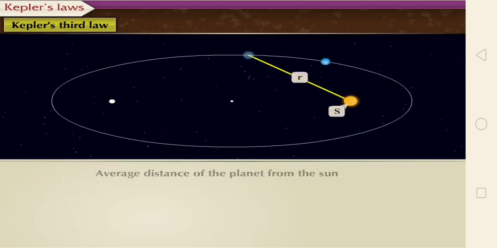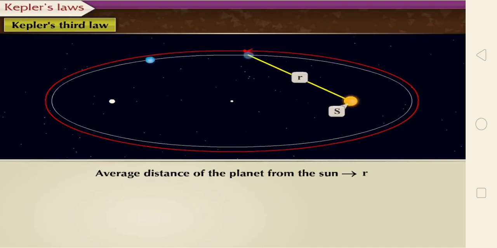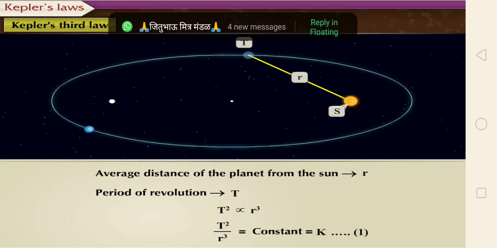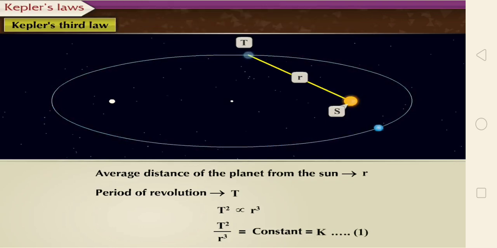Thus, if r is the average distance of the planet from the Sun and t is its period of revolution, then t square is directly proportional to r cube. That is, t square upon r cube is equal to the constant, which is equal to k. This is equation 1. After studying about ellipse and Kepler's laws, now it's time for a question-answer session.